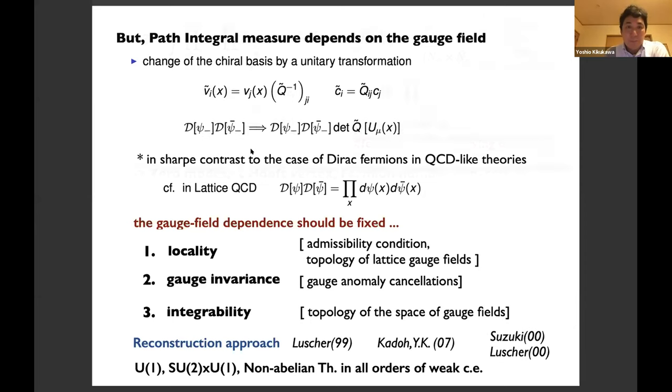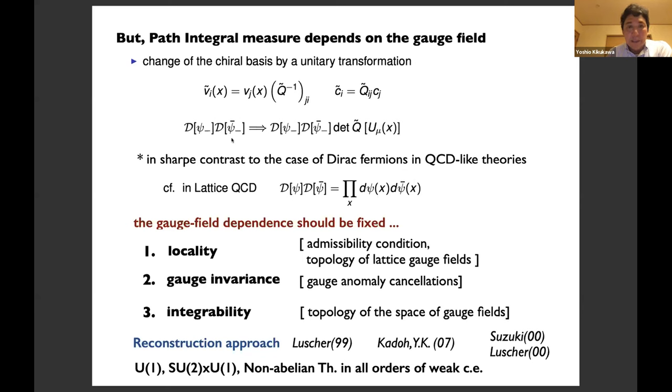Yes. Okay. So as I said, this path integral measure depends on the choice of the chiral basis. Then the measure is transformed by a determinant of the unitary transformation matrix, so there is ambiguity in its complex phase. This is in sharp contrast to the case of the Dirac fermion in QCD-like theories. The measure can be defined by using the original Dirac field as a basis of Grassmann variables, which is manifestly gauge invariant and does not depend on the gauge field, since psi and psi bar are independent variables from the gauge variables.